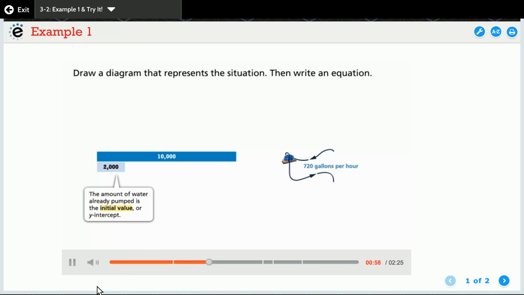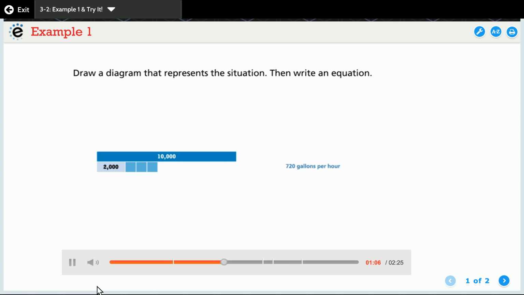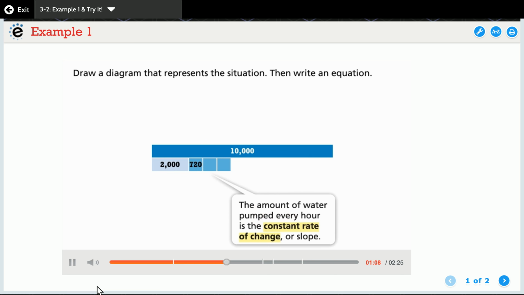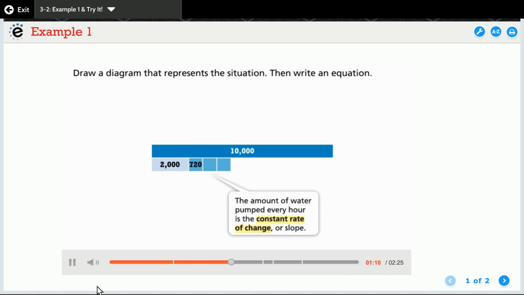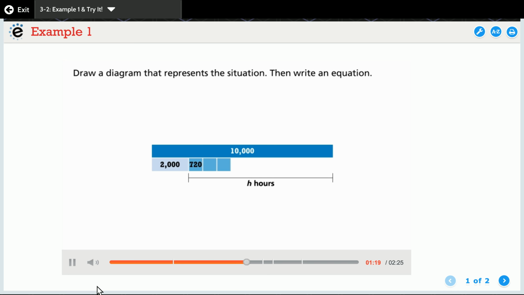The first bottom bar represents the amount of water already pumped, the initial value, or y-intercept, 2,000 gallons. Each additional box represents the amount of water pumped per hour, the constant rate of change, or slope, 720 gallons per hour. We need to determine h, the number of hours needed to pump the remaining water.